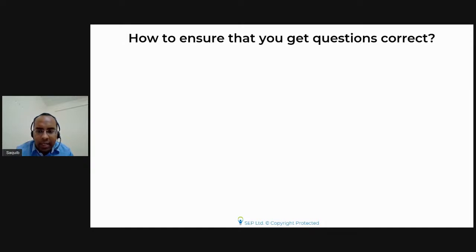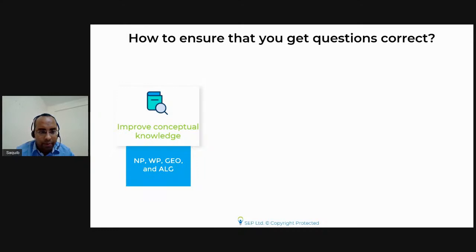And again, the first thing that I'm going to state is a very obvious thing, and I'm sure you are all aware of it: you have to improve your conceptual knowledge. A lot of people come and tell me, hey, can I leave permutation combination? Hey, can I leave, say, geometry? I don't like geometry. I don't like diagrams. Can I leave that? And what I tell them is that don't do that. Why should you not do that?